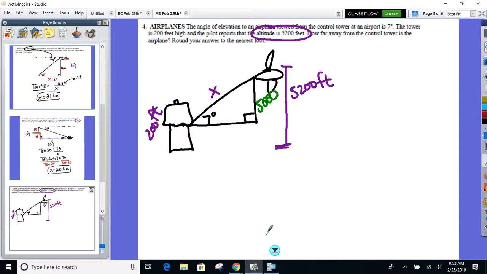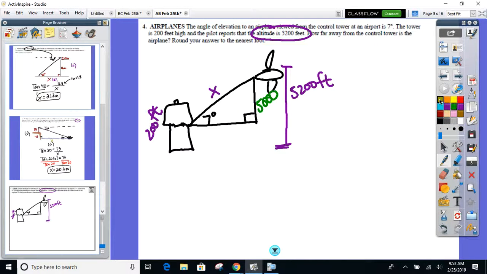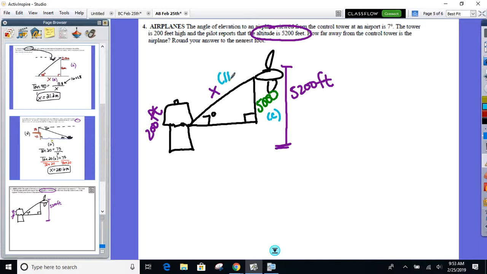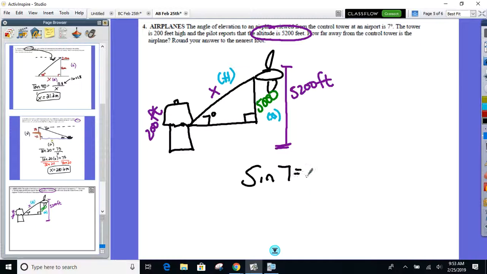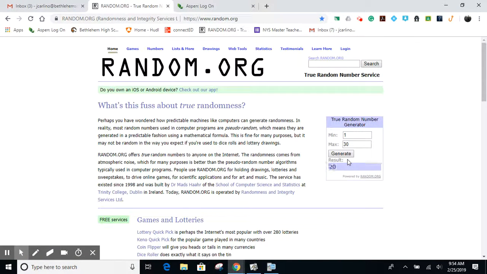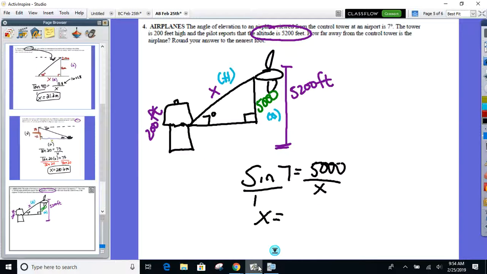What do you end up using here? Sine, cosine, or tangent? Sine, yes, because you have the opposite and the hypotenuse. So everyone, we should be using sine of 7 is equal to 5,000 over x. I changed the rounding directions on you. It's nearest foot now, not tenth anymore, nearest foot. Pay attention to that. When you're ready, nearest foot. How far apart are they?